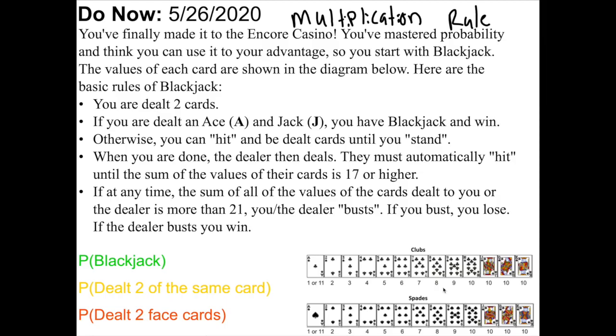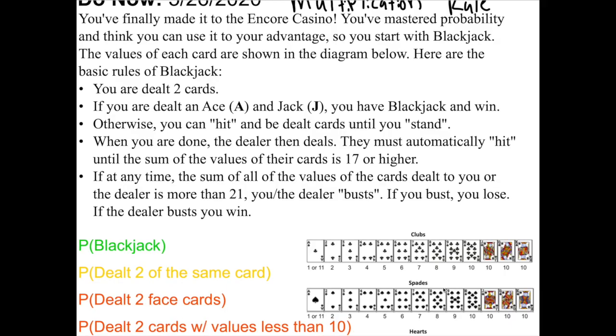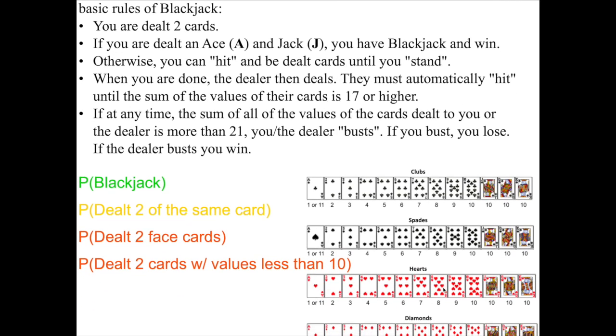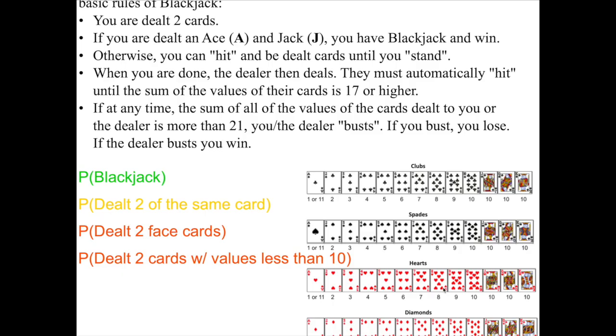So you finally made it to the Encore Casino. You mastered probability and think you can use it to your advantage. So you start with Blackjack. The values of each card are shown in the diagram below, and I'll move down to that in just a second. Here are some basic rules of Blackjack, and there are many rules, and I understand that, so here are just some basic ones. You start by being dealt 2 cards.